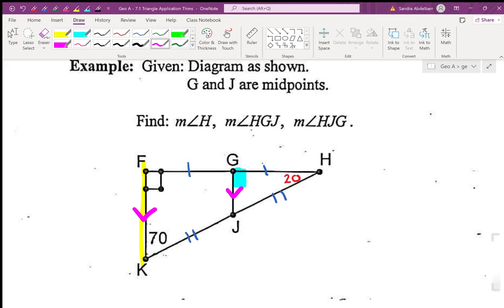Well, if it's going to be parallel, we could use all those parallel line theorems that we learned. So what are we looking for? We're looking for F's or Z's or C's. We're looking for one of those letters. I see an F. Do you all see that F? So what does that mean? If angle F is 90, then angle HGJ is also 90 because of the F.